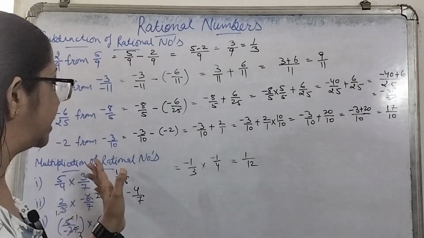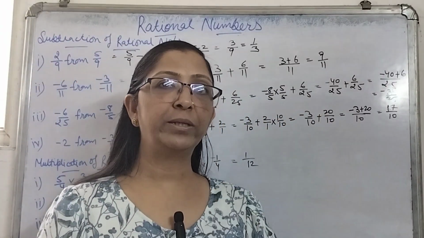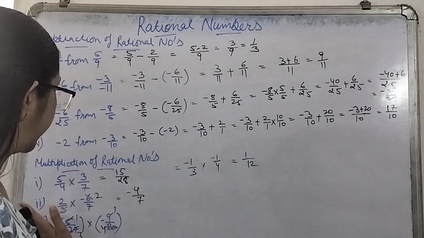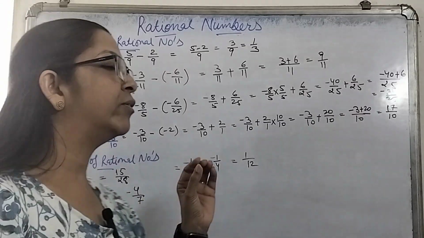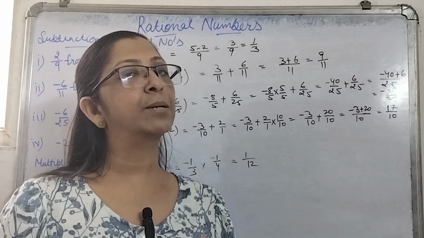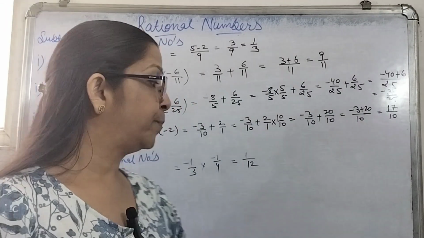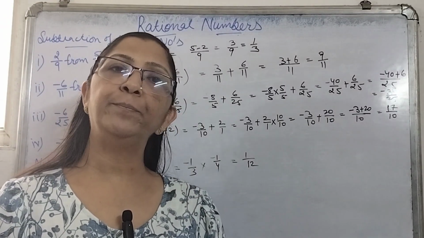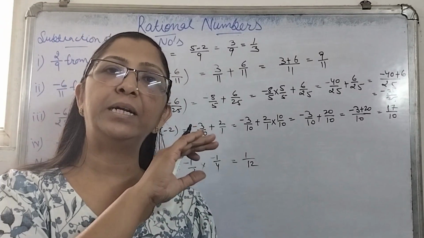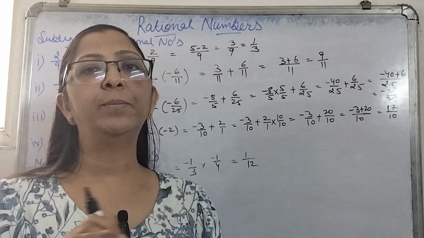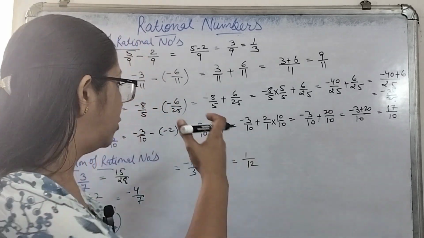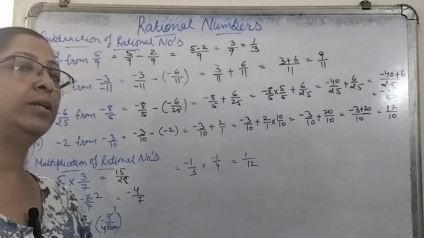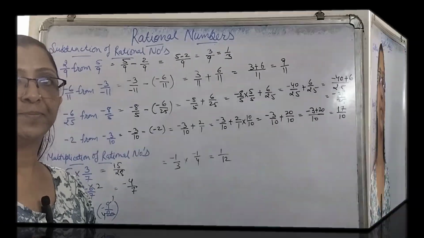So if anything could be cancelled in the numerator and denominator, we will be cancelling, and if it is not possible, then simply we will be multiplying the numerators and simply we will be multiplying the denominators. If there are more than two numbers, then also the same application will be done. Similarly, we will be multiplying all the numerators and we will be multiplying all the denominators. This is how we can find the product of any given rational numbers.